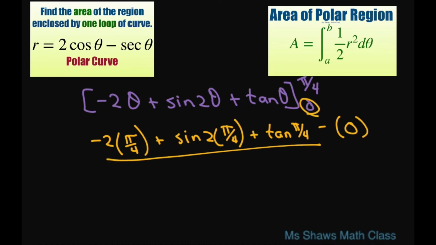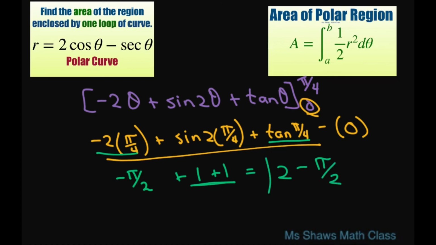So now we just have to clean this up. This is going to be negative pi divided by 2. This is just going to be sine of pi divided by 2, which is 1. Tan of pi divided by 4 is 1. So this is going to be 2 minus pi divided by 2, and that is your area of the inner loop.